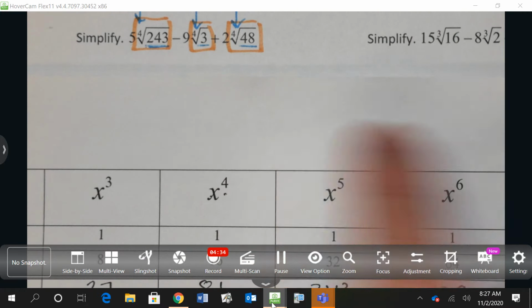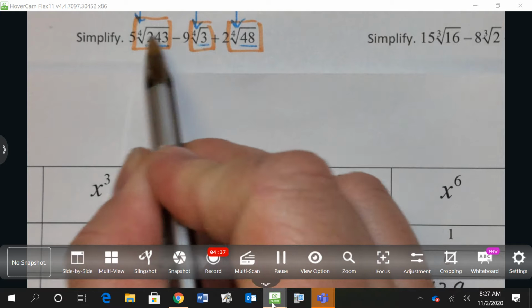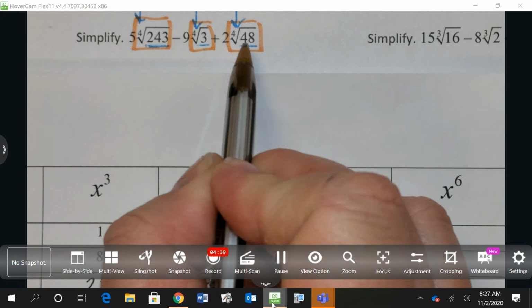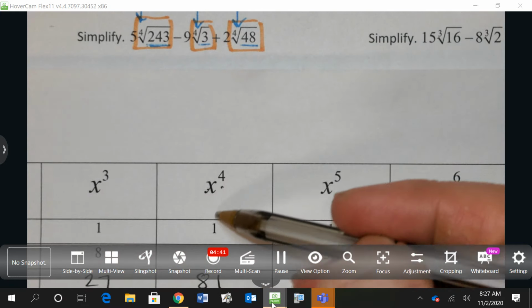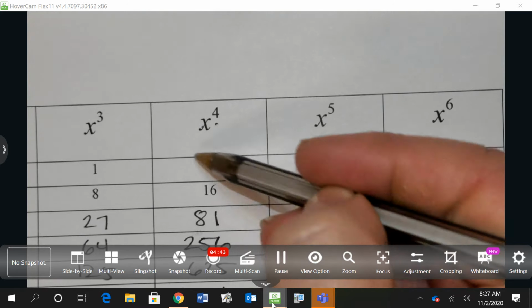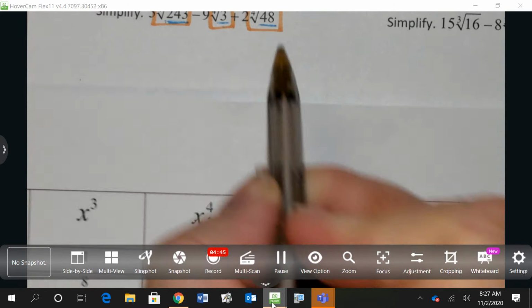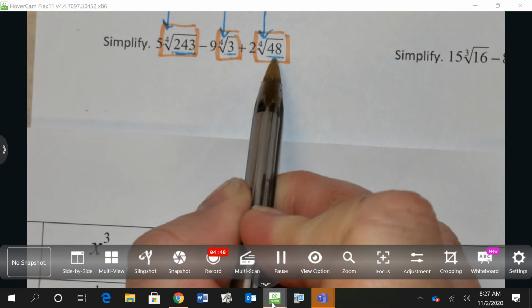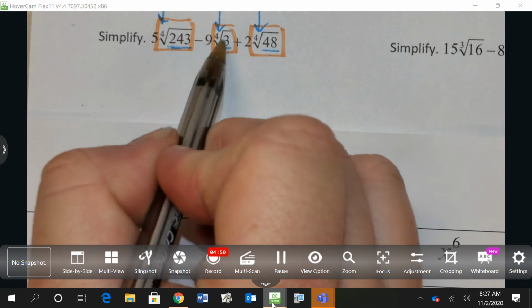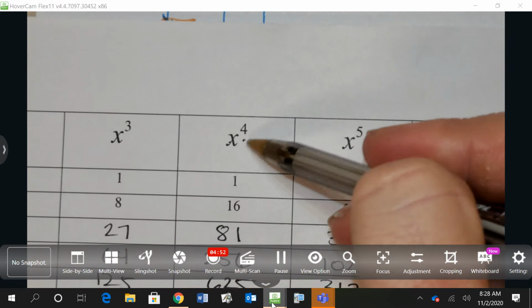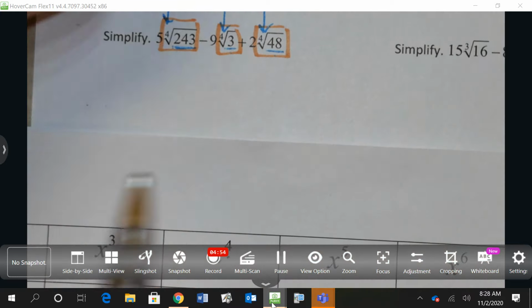And I ask myself, okay, so I know I want to rewrite this with a 3. Can I take 3 times some number in this column and end up with a 48? Again, why am I choosing 3? Because it's the smallest number. And why am I choosing this column? Because the nth root is 4.